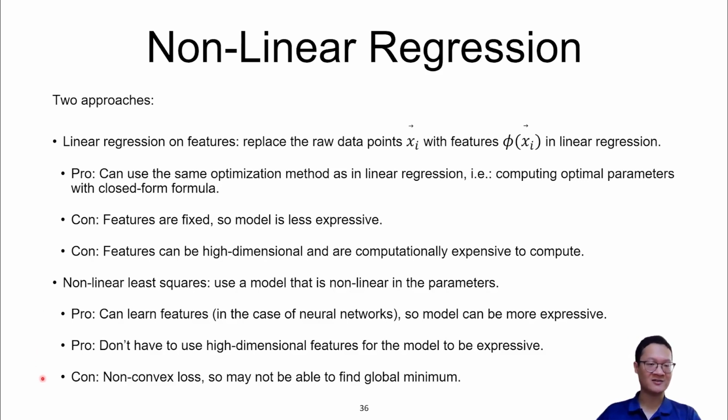And the biggest con, and this is a huge con, is that with nonlinear least squares, we can no longer obtain a closed form formula. And even worse, the loss function is actually non-convex. So even with iterative optimization methods, which are needed to solve these problems, we may not be able to find a global minimum. At best, we can only hope for a local minimum.